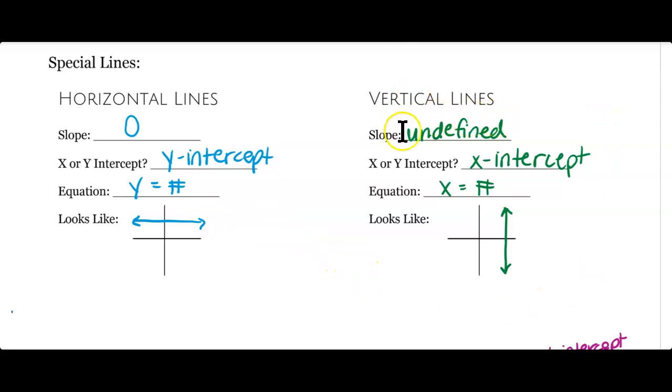Vertical lines have a slope that's undefined, and therefore they will have an x-intercept. And their equation will be x equals a number. So you'll go to the x-axis at the x-intercept, put a dot, and then you'll draw a vertical line.